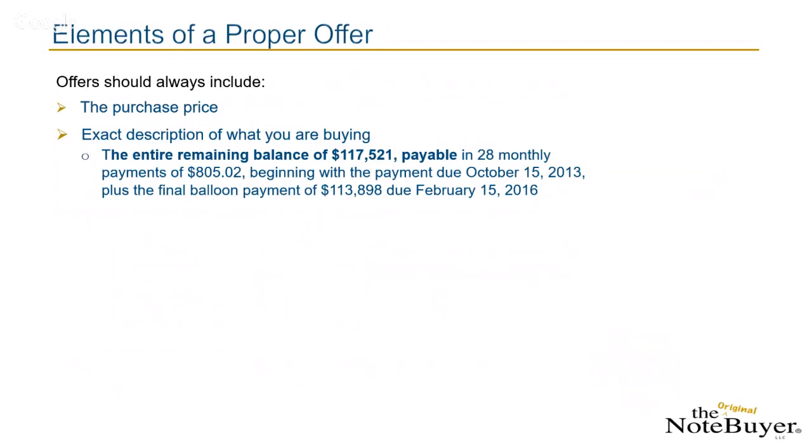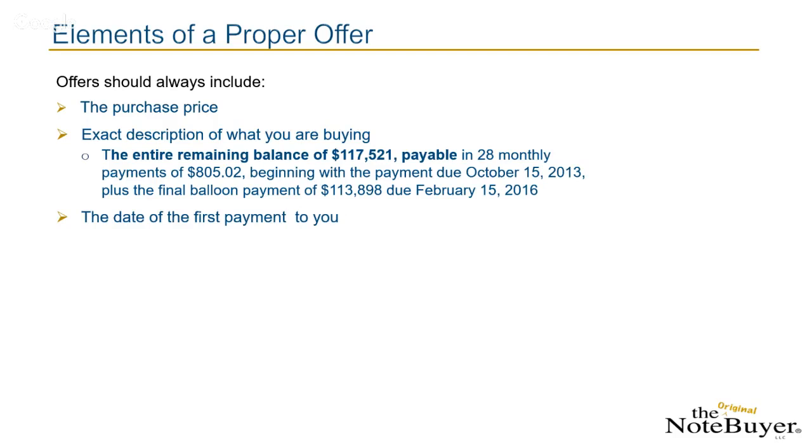So on this particular deal, we're saying we're going to buy the entire remaining balance of $117,521, payable in 28 monthly payments of $805.02, beginning with the payment due October 15th, plus the final balloon payment of $113,898 due on February 15th, 2016. Do you see how clear that is? It is exact to the penny of what we are buying.